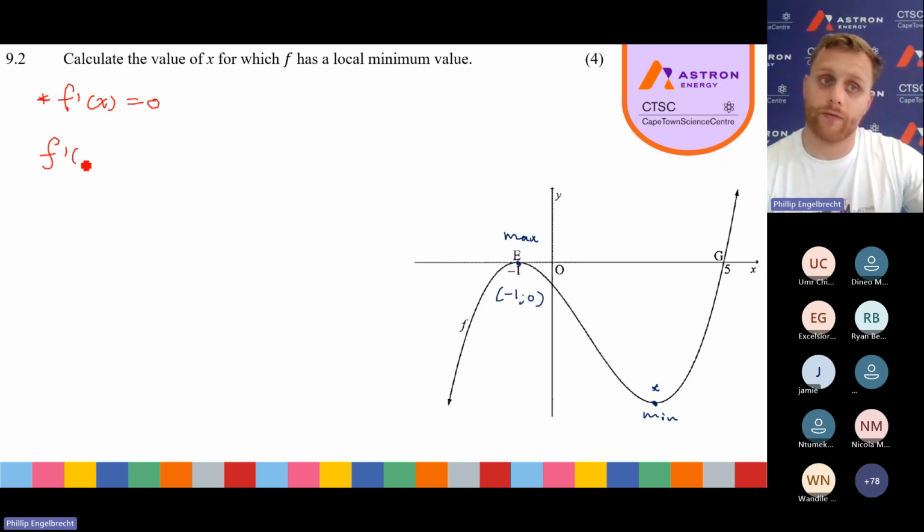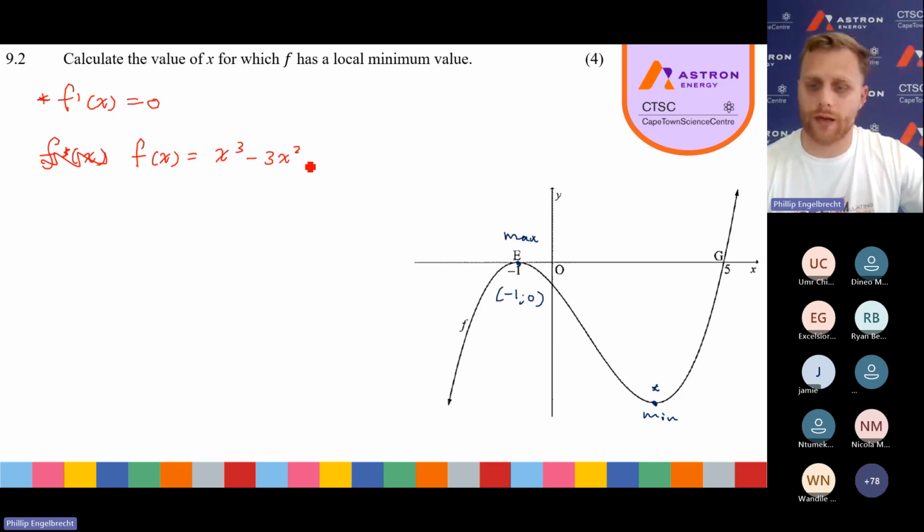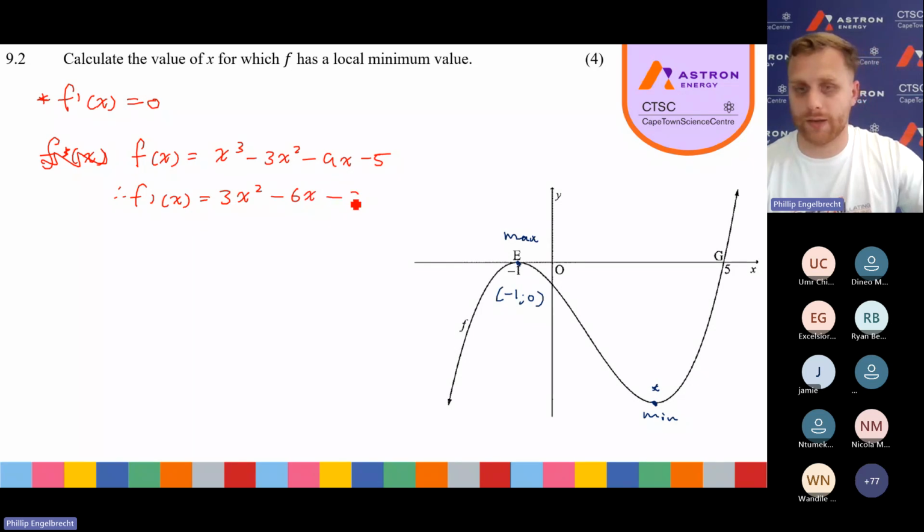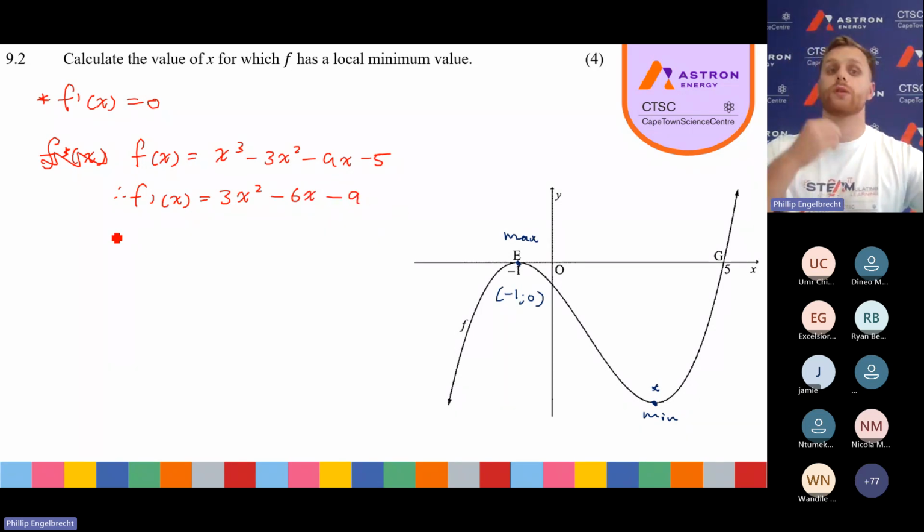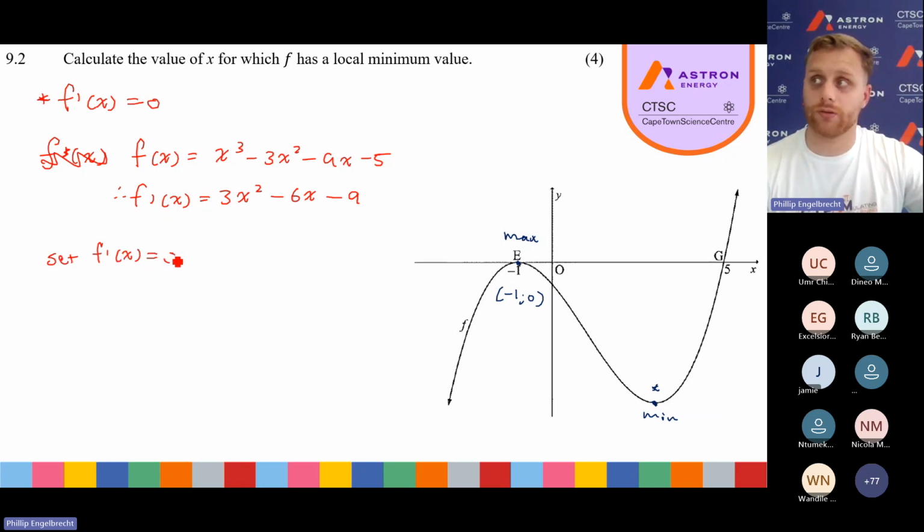So I know that f of x is equal to x cubed minus 3x squared minus 9x minus 5. So therefore, that means that my first derivative, f prime of x, becomes 3x squared minus 6x minus 9. Now what we do, we set that equal to 0. So you set f prime of x equal to 0. So that therefore means that 0 is equal to 3x squared minus 6x minus 9.